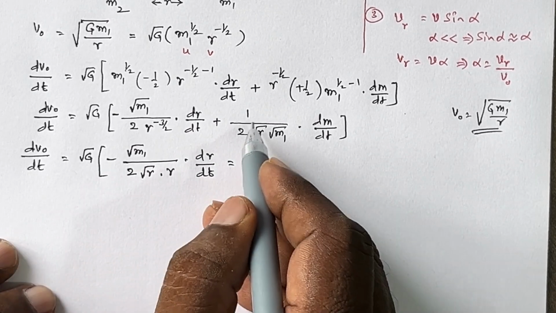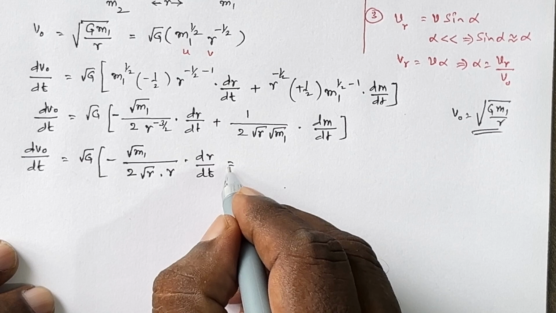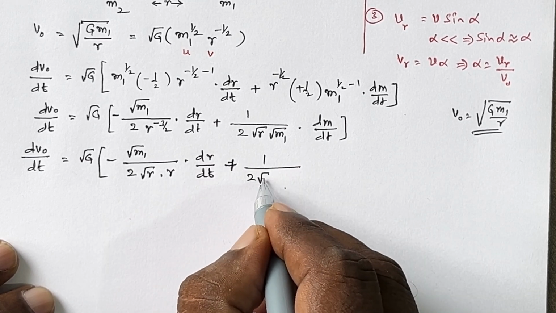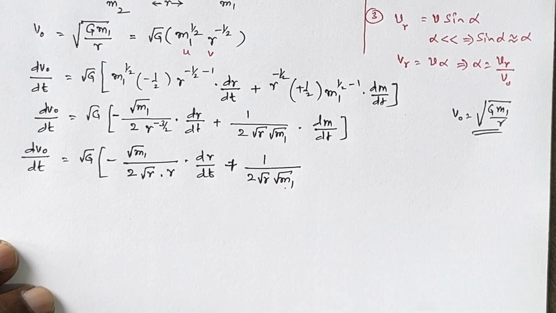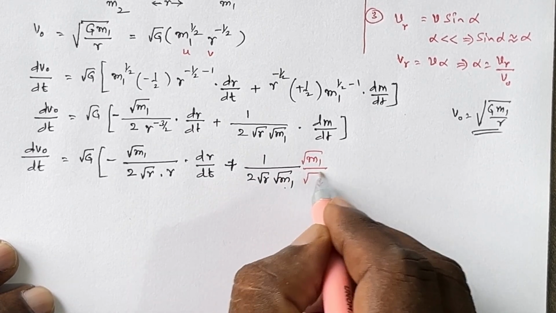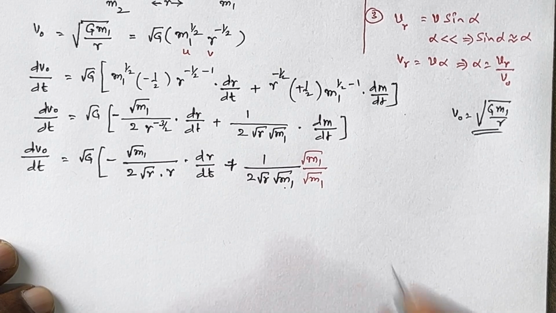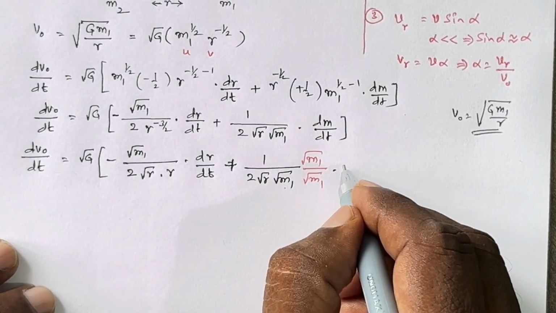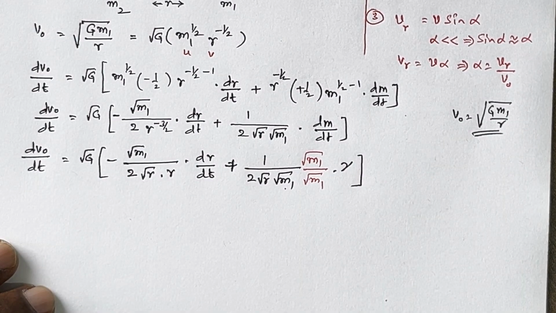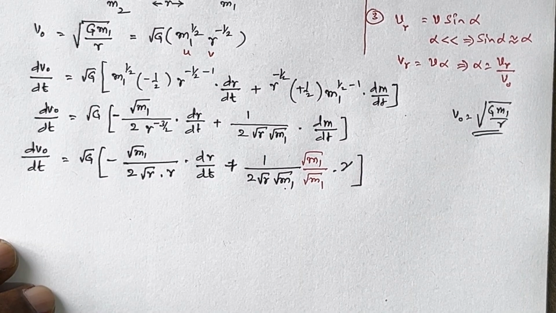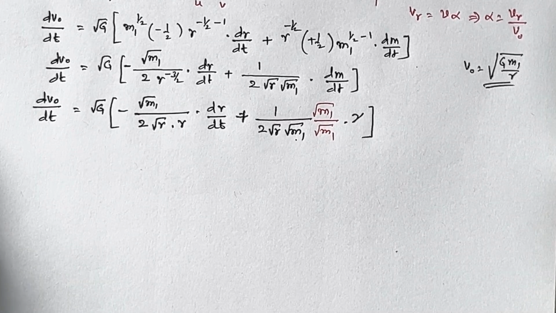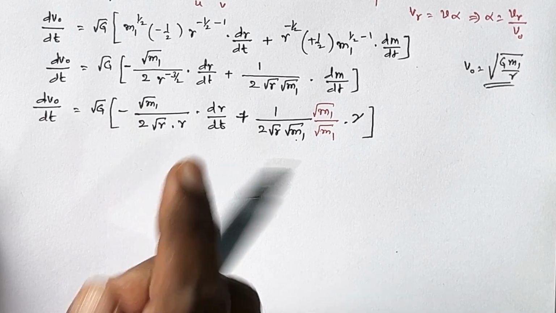Here root m1 is not there in the numerator, so I will write like this, plus 1 by 2 root r root m1. I will multiply with m1 root m1 and divide with root m1, into dm by dt, which is nothing but gamma. They have given gamma already. Then let us take the common, root g m1 by r.